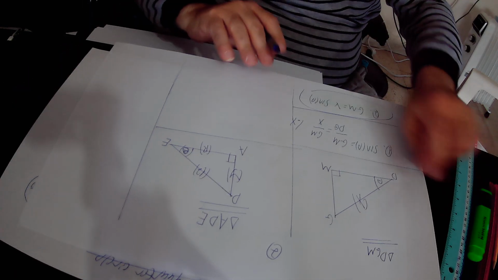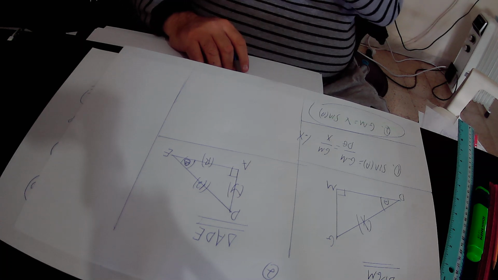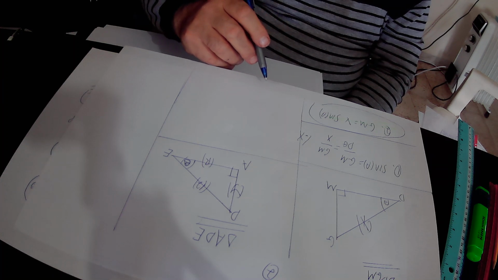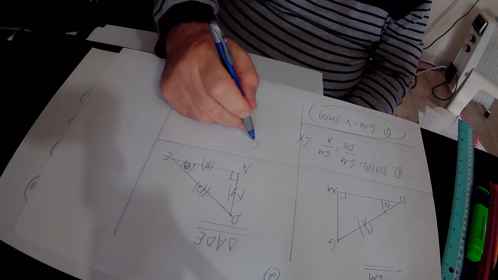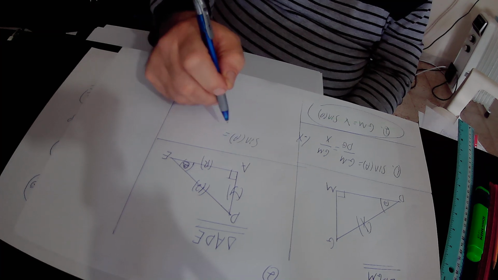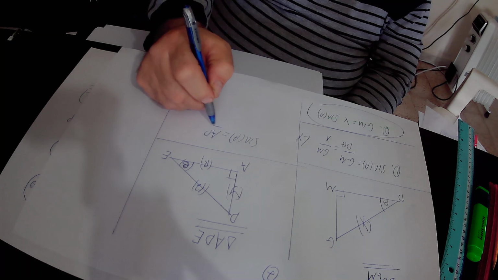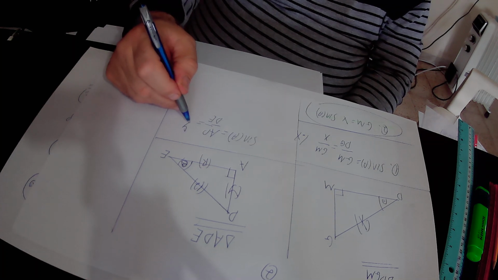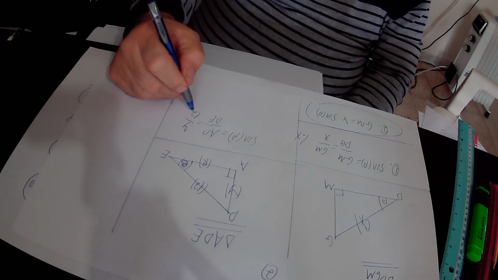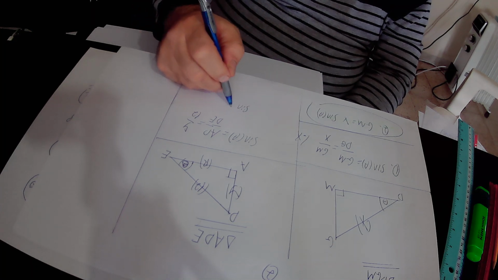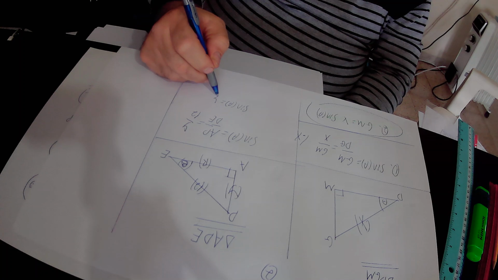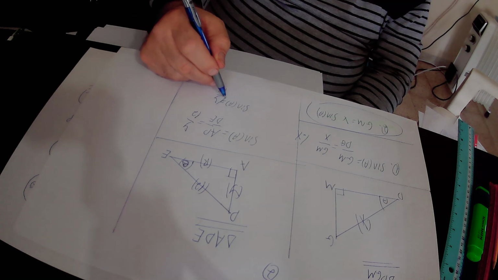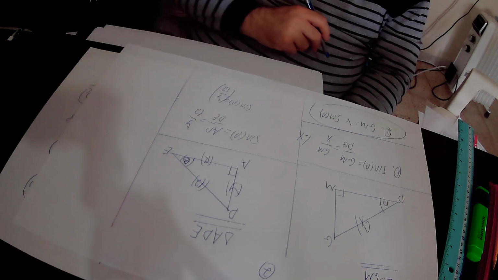So actually, this is the right triangle ADE that I copied from the original drawing. In this right triangle ADE, it is very easy to see that sine theta equals AD over DE. So sine theta equals AD, that is y, over DE, that is 12. So in conclusion, we found out that sine theta equals y over 12.